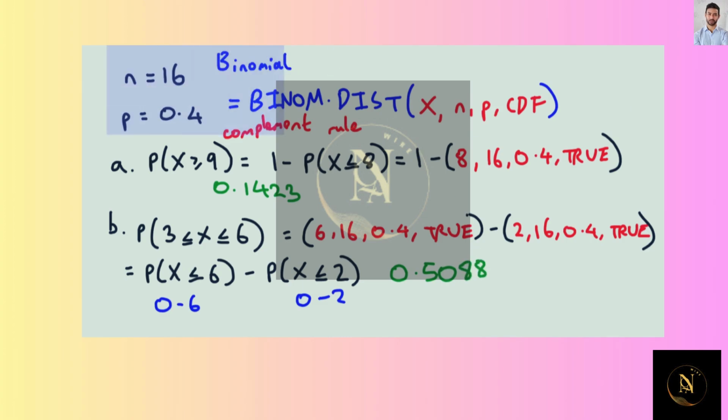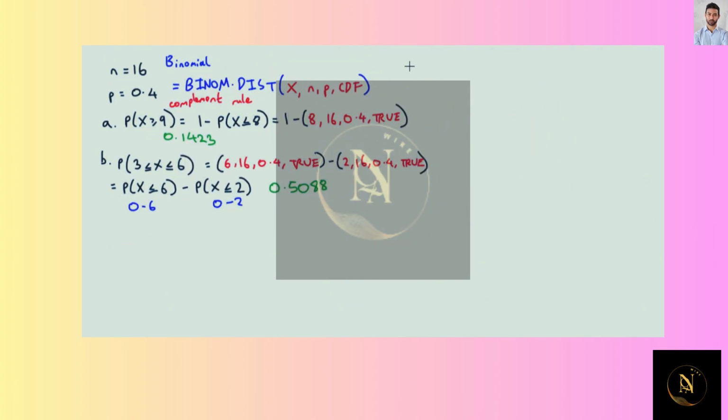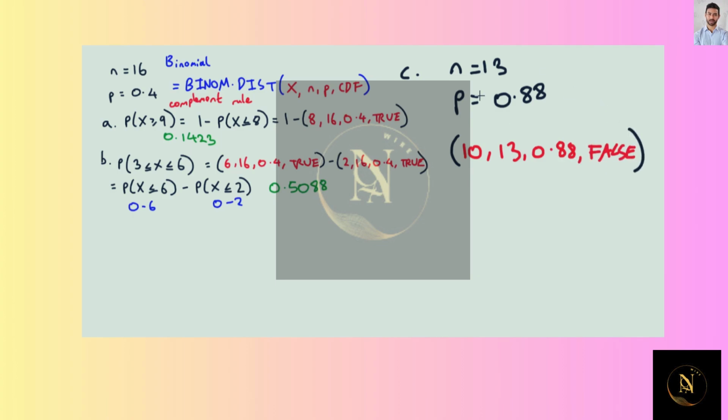Now we're going to change this slightly to looking at companies with the second piece of data we were given. So now we have 13 companies contacted, so there's n. Probability each of them cannot find job candidates is 88%, 0.88. In part C, exactly 10 say this. So we put in 10, 13, 0.88, and false. For the first time so far, we don't want cumulative. Cumulative would be 10 or fewer. We just want exactly 10.